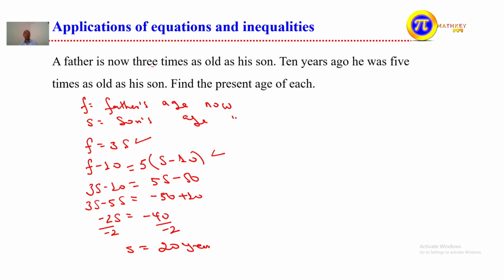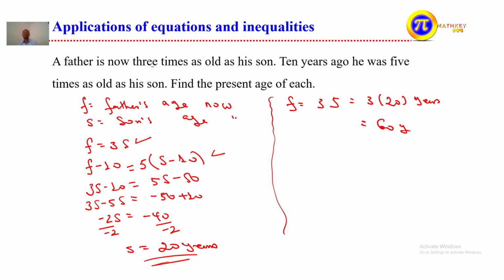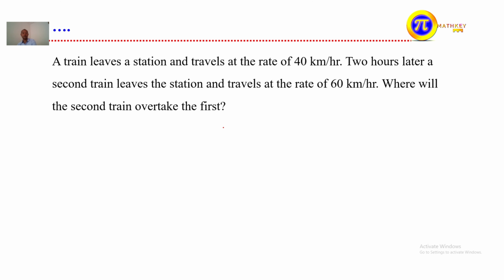So the age of his son is 20 years old now. If that's so, what is the father's age now? Since the father's age equals 3 times s, which is 3 times 20 years, this implies 60 years old. So the ages of the father and his son are 60 years and 20 years respectively. Therefore, the father is 60 years old and, similarly, his son is 20 years old. We can solve like this, so still we apply equations.